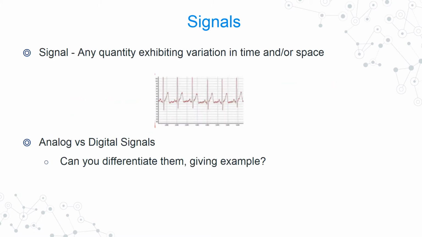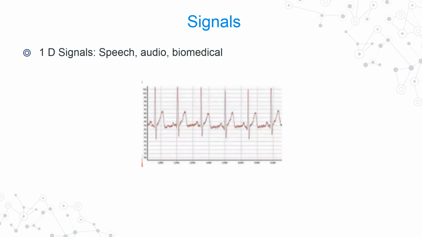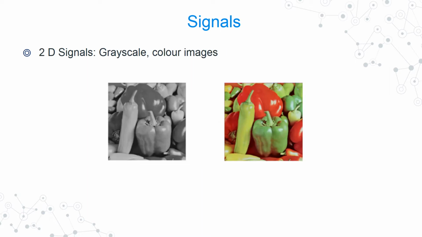We know that a signal is nothing but a quantity which exhibits variation either in time and or space, and signals in nature are of course in analog form, but we may convert them into digital form and try to process them. An example of a 1D signal could be speech, audio, biomedical signals like ECG, EEG signals. For 2D signals, we have images.